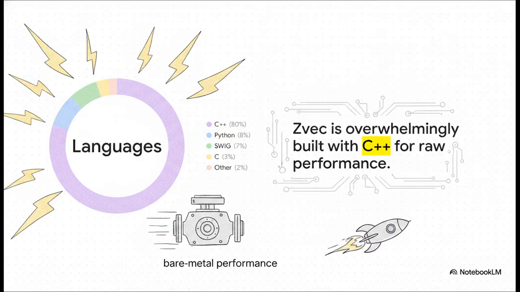Now, when you hear words like lightweight and Python, you might naturally assume, okay, they're probably sacrificing speed. But that's where Zvec really surprises you. Under the hood, it is overwhelmingly driven by C++. We're talking over 80% of its code base. That is a brilliant engineering choice. By relying so heavily on C++, Zvec guarantees production-grade, ultra-low latency. So you're getting raw, bare metal performance, but wrapped up in this incredibly accessible, easy-to-use package.